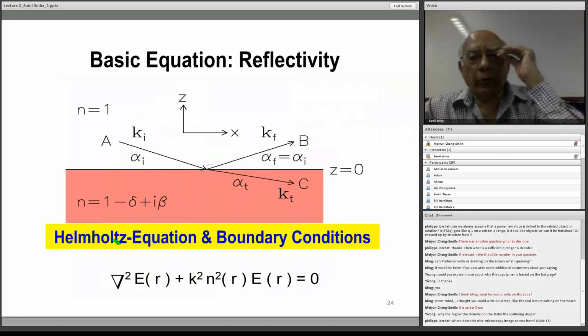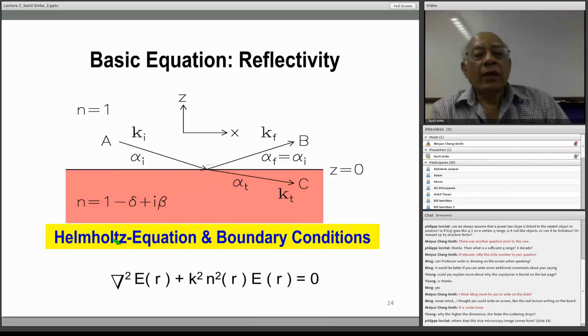Now, the basic equations for reflectivity are given by the well-known Fresnel theory. We assume that the medium, because this is basically small angle scattering, is a smeared out medium and not a collection of atoms, and therefore can be described by a refractive index, which has a real and an imaginary part, which represents absorption, and this represents the dispersion part of the refractive index.